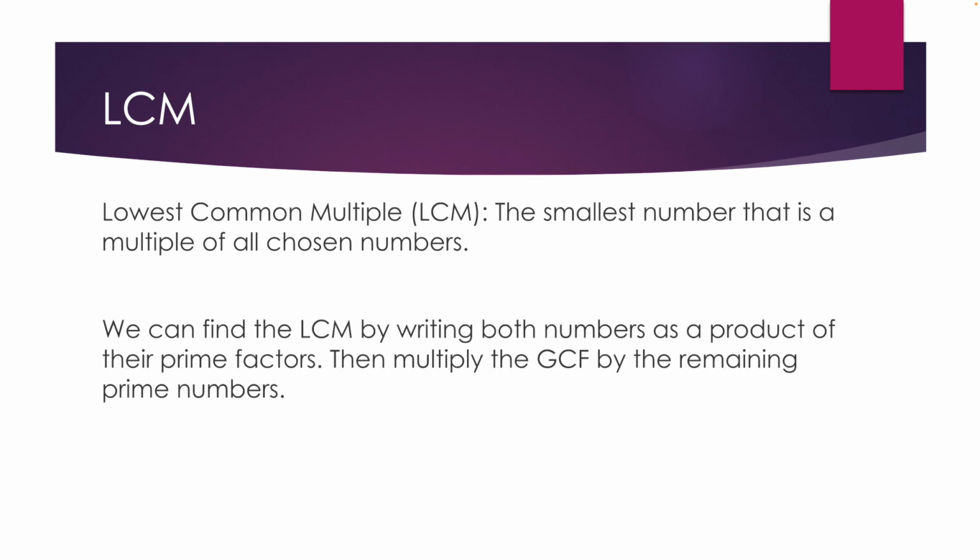Okay, so we can find this by writing them as a product of their prime factors, finding the greatest common factor, and then multiplying that by the leftover numbers. So it's sort of like we find the greatest common factor, you do everything we did before, and then you just have one extra step to find the lowest common multiple.